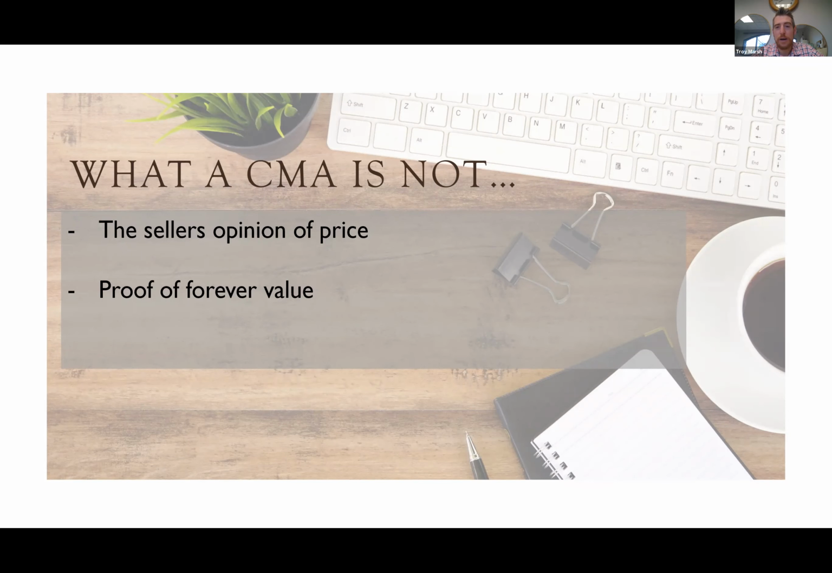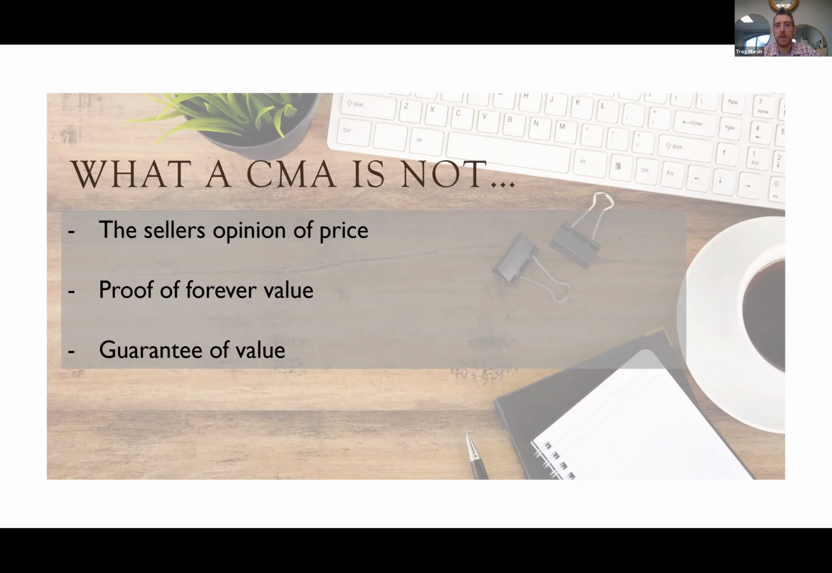Nowadays it's the opposite, right? Usually what it is today is less than what it's going to be in a couple of months. And yet they need to understand that this is just a snapshot in time. And the last thing that a CMA is not, it's not a guarantee of value. This is an opinion, just like an appraisal is an opinion. It's not a guarantee. This is our professional opinion, but it's definitely not a guarantee.